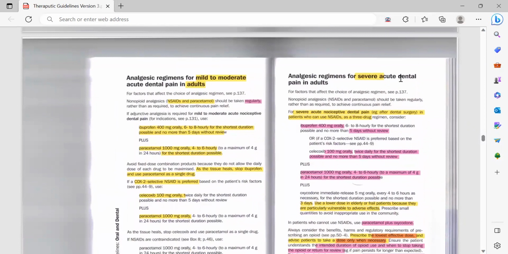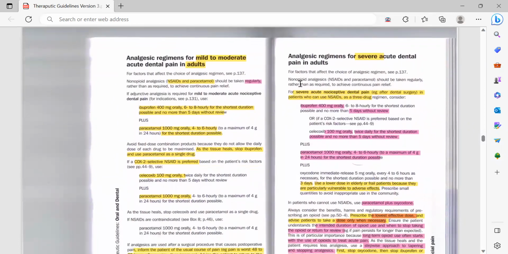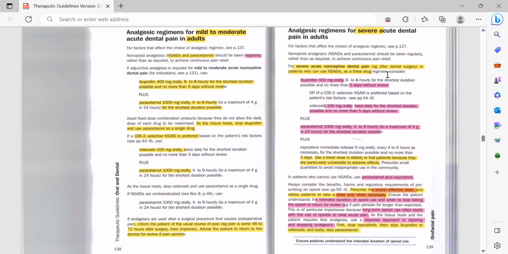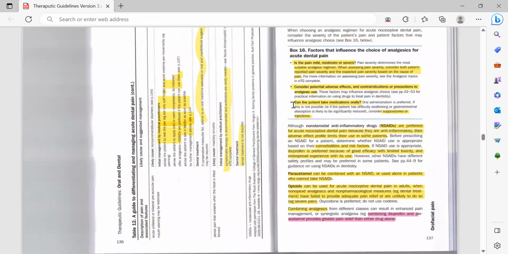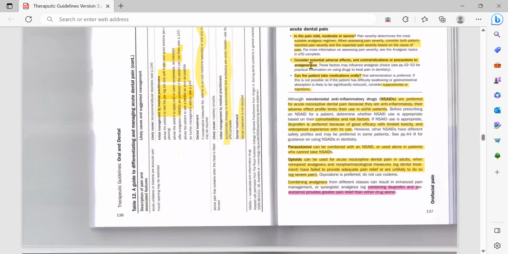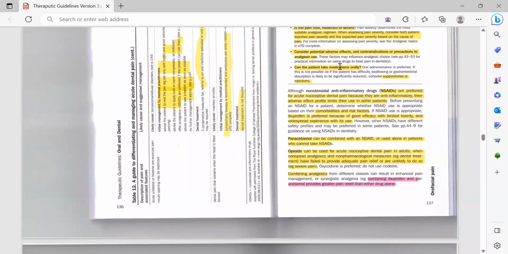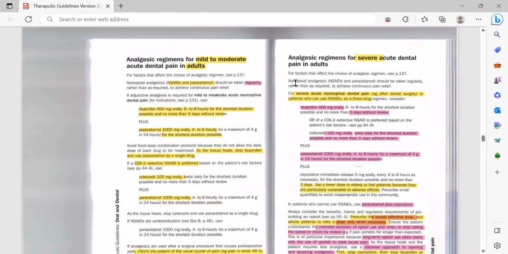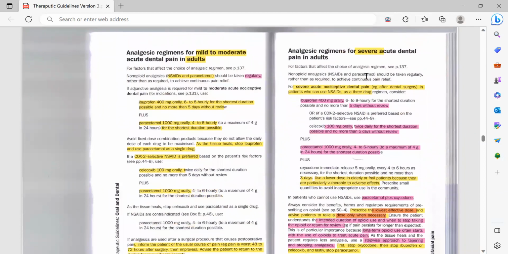Then for severe acute dental pain, for the factors that affect the choice, you need to consider page 137, which lists these factors: you need to find out the severity of the pain, the analgesics used, the medical history and the route. Okay, after that, the NSAIDs and paracetamol should be taken regularly, so it is the same thing.